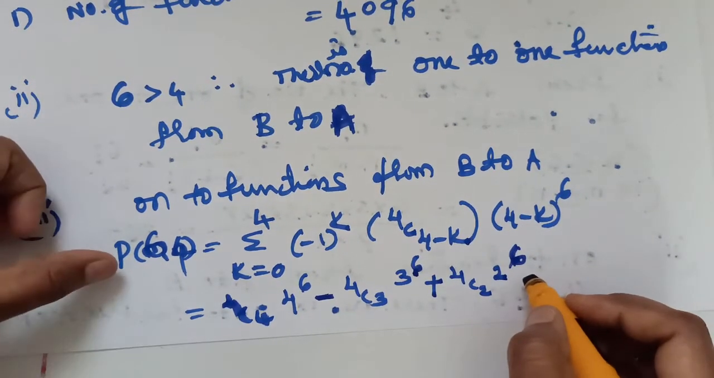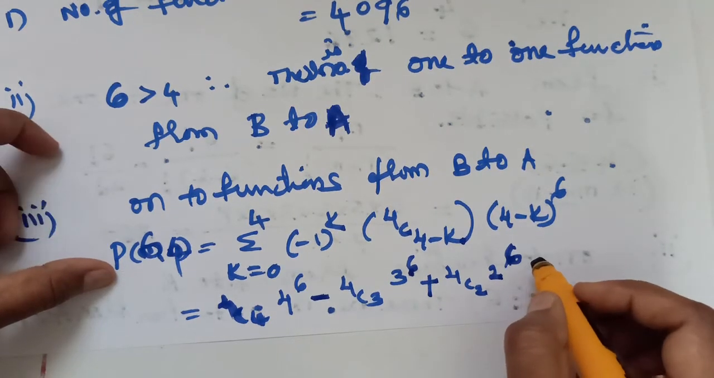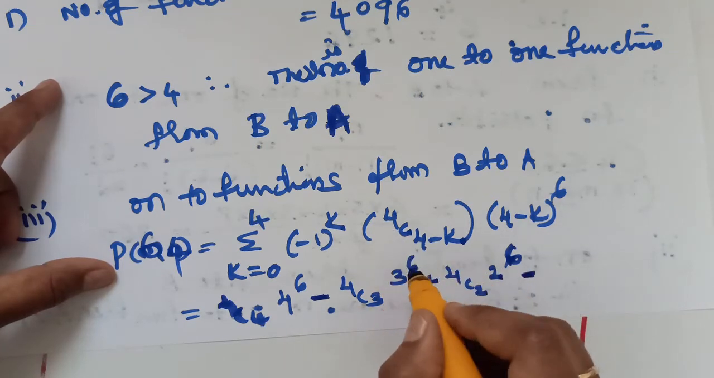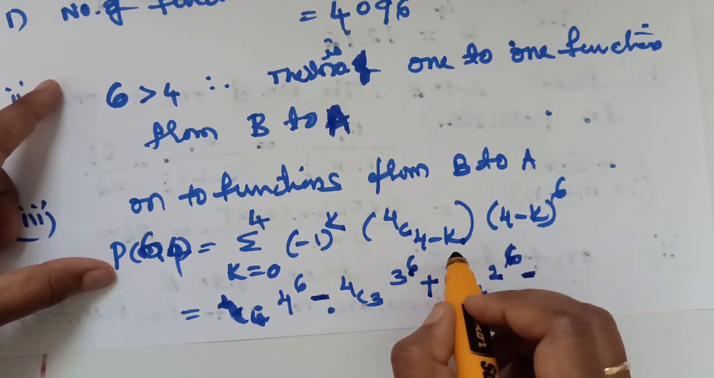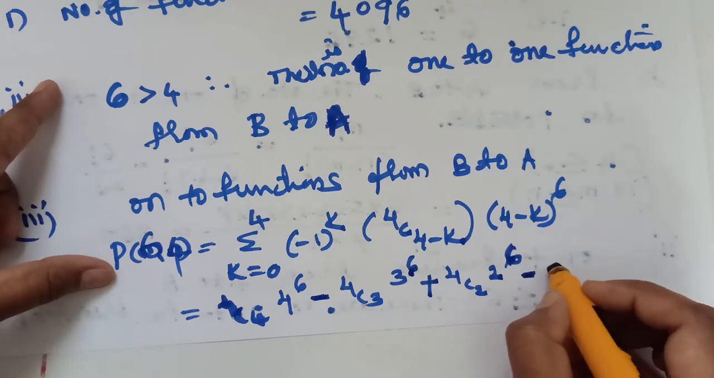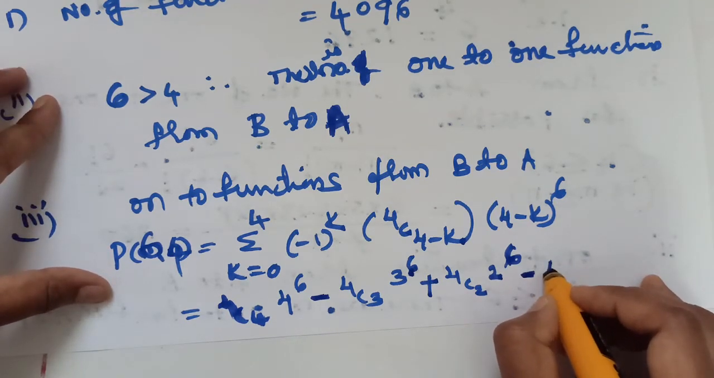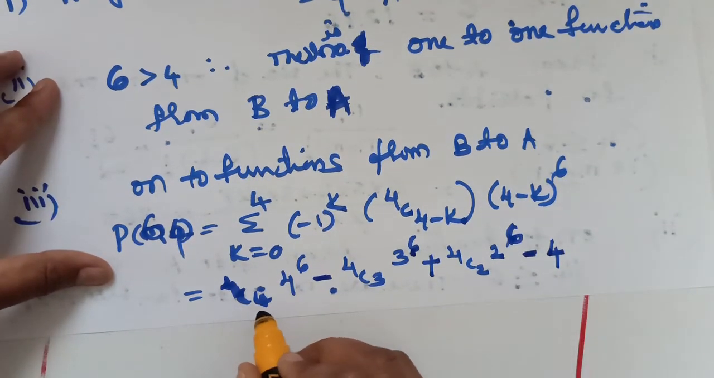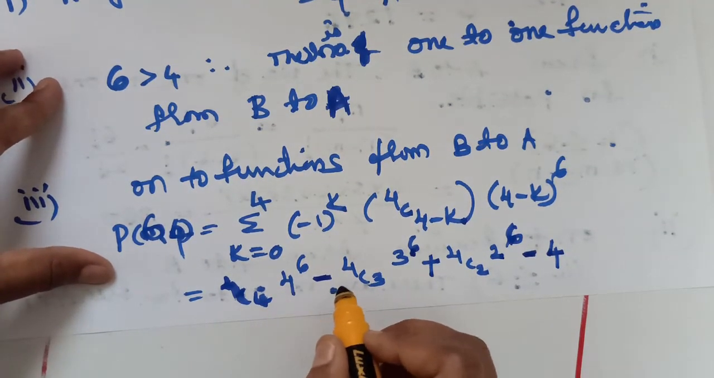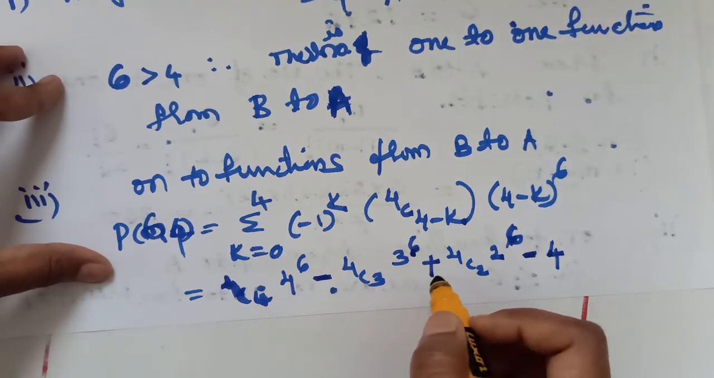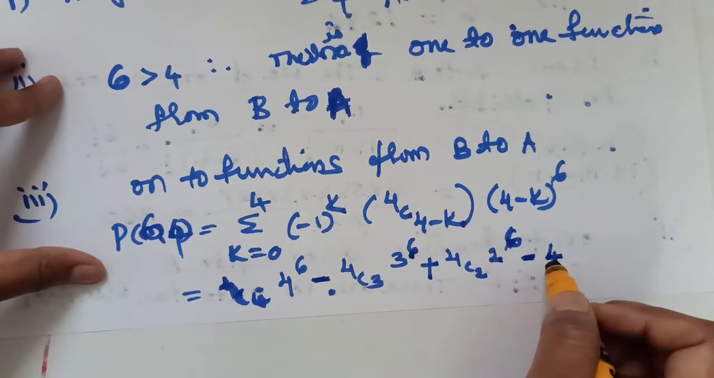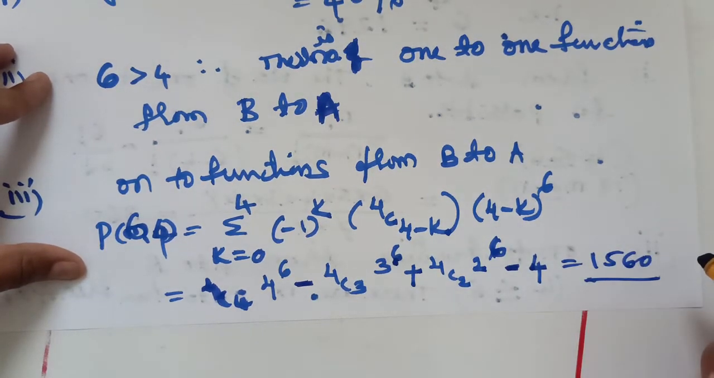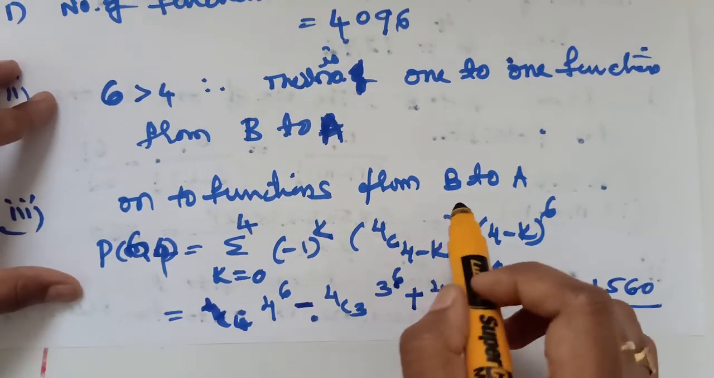Okay, next by substituting k equal to 3, you get (-1) power 3 is minus 4C(4-3), 4C(4-3) is 4C1, that is 4, and 1 power 6 is 1. So you get 4C4 into 4 power 6 minus 4C3 into 3 power 6 plus 4C2 into 2 power 6 minus 4. On simplification you get 1560 onto functions from B to A.